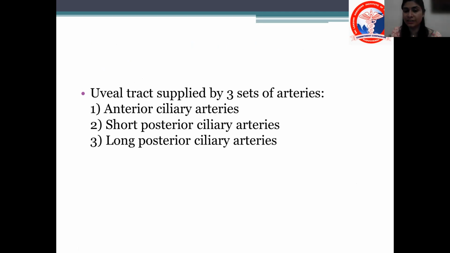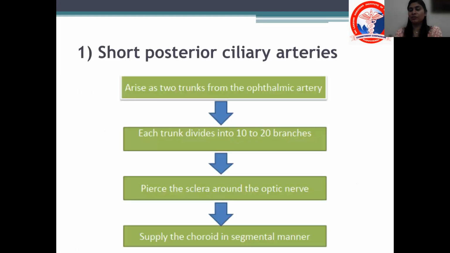long posterior ciliary arteries. Now, the short posterior ciliary arteries arise as two trunks from the ophthalmic arteries, and each trunk divides into 10 to 20 branches. They pierce the sclera around the optic nerve and supply the choroid in a segmental manner.